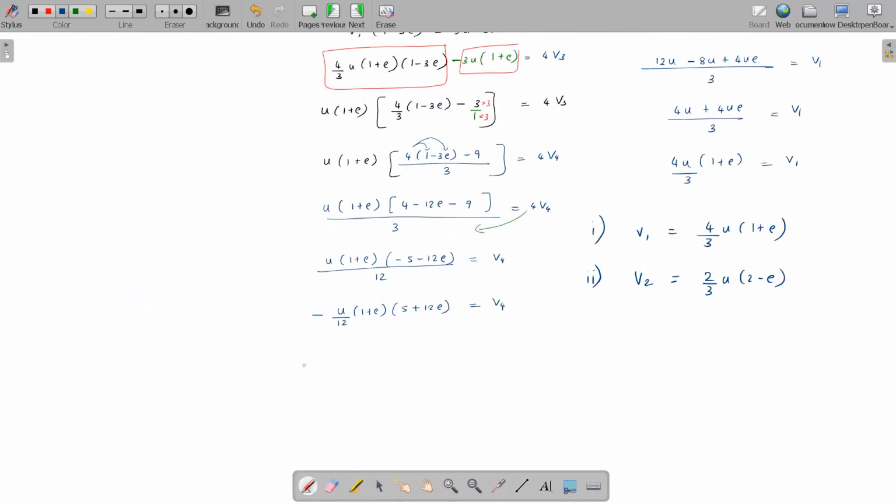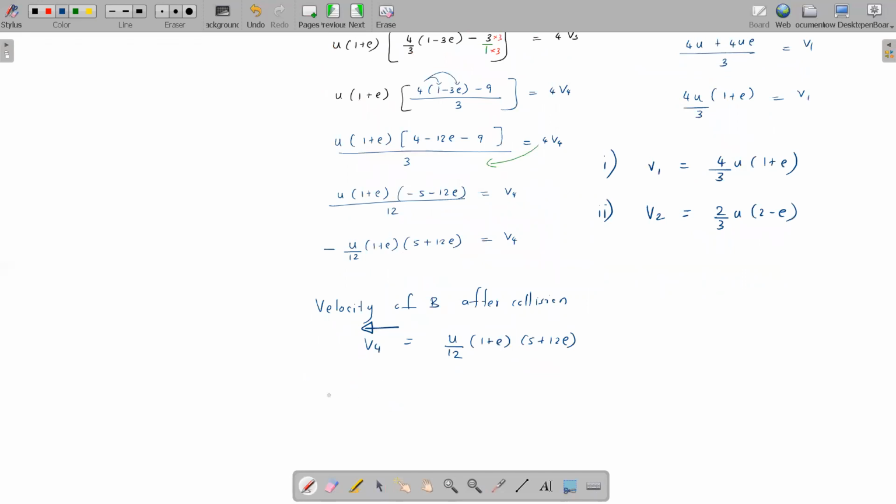So velocity of B after collision, v4, is u over 12, (1 plus e), (5 plus 12e). This is negative when it's forward, so it's positive when it's backwards. So it's the other way, moving towards A. At the end of the day, you can see after B collides with C, B actually turns back and moves in the opposite direction, which means it heads back towards A.